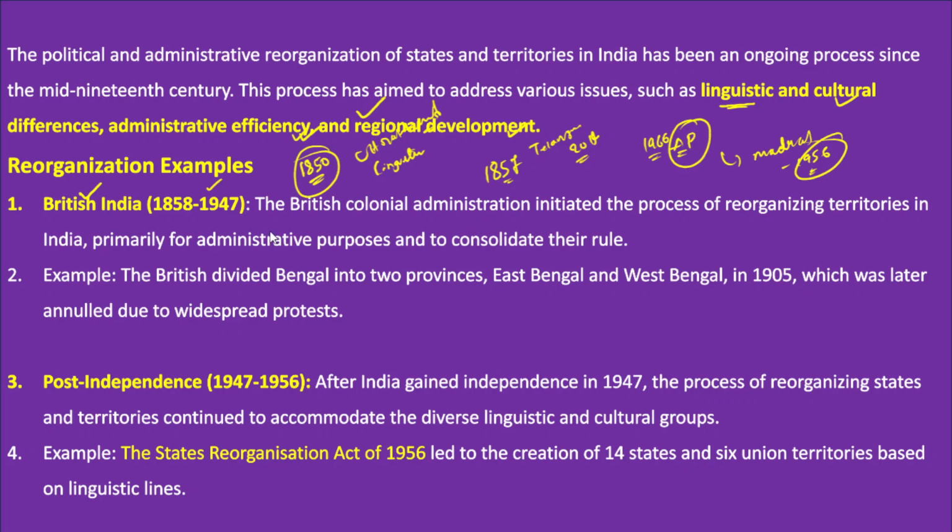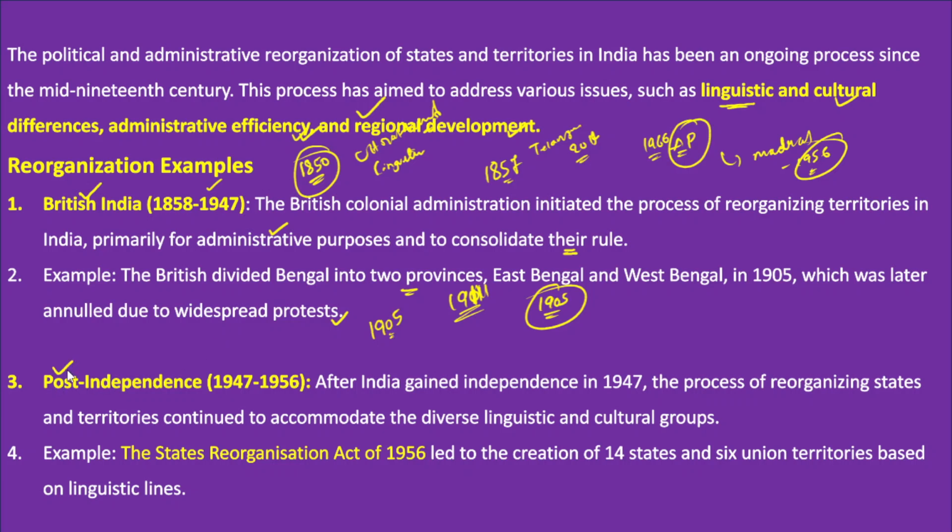They divided it ostensibly for administrative purposes, but the real reason was to consolidate their rule and to overcome the nationalistic sentiment that had been generated in the Bengal province. So Bengal was divided into two provinces, East Bengal and West Bengal, in the year 1905. However, in 1911 itself, this attempt was annulled because of widespread protests after the partition of Bengal, followed by the Swadeshi movement in 1905.